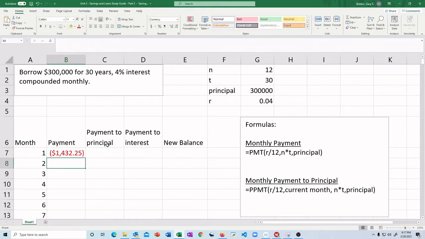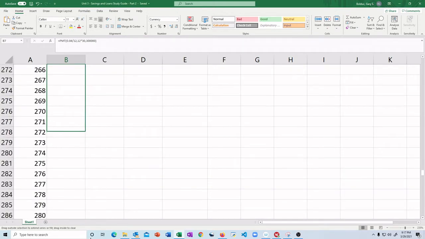So let me hit enter, and that is our monthly payment. Now, that is our monthly payment every month. We pay the same amount. So I'm going to take this and drag it all the way down. Here we go.